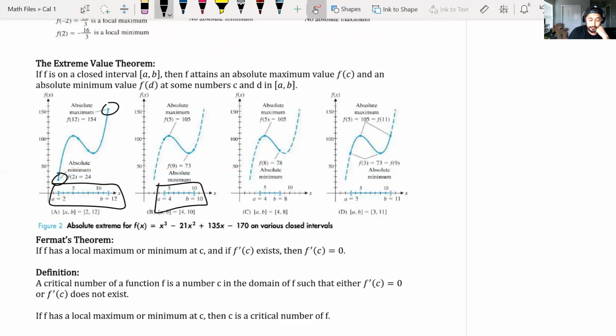Change the interval to 4 to 10. Absolute maximum changes to 105. Absolute minimum changes to 73. Change the interval again, 4 to 8. Absolute max, 105. Absolute minimum, 78. Change it one more time, from 3 to 11. You now have 2 absolute maximums at 105 and 2 absolute minimums at 73.